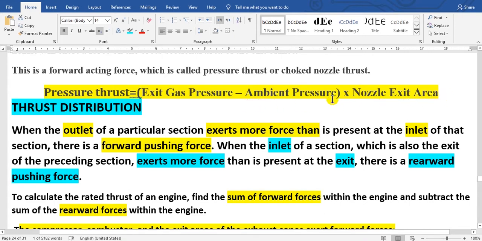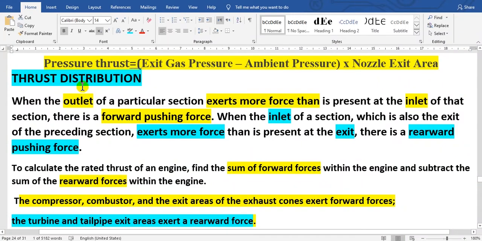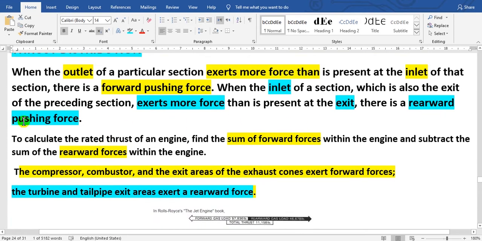So this is the thrust distribution through the engine here. The principle here: when the outlet of a section exerts more force than the inlet, this section will result in a forward pushing force. When the inlet of the section, which is also the exit of the preceding section, exerts more force than the exit, there is a rearward pushing force.